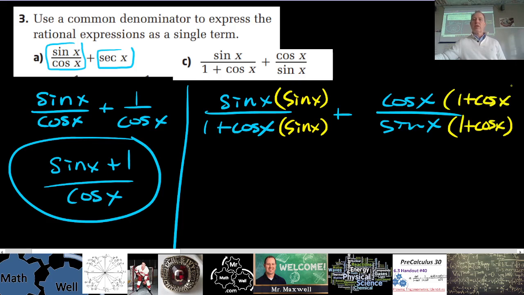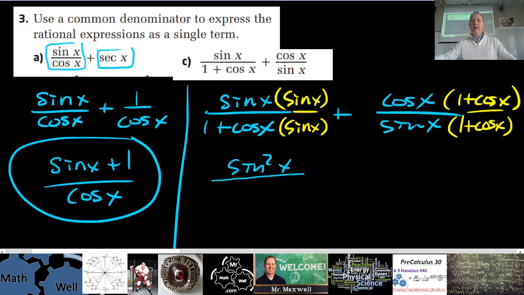And of course, what you do to the bottom, you have to do to the top, because in essence, you're not changing each term. You're multiplying each term by 1, or some form of 1, which sine x over sine x is 1. 1 plus cos x over 1 plus cos x is 1. But you're changing the way they look and express themselves. So this now becomes sine squared x, when you do sine x times sine x.